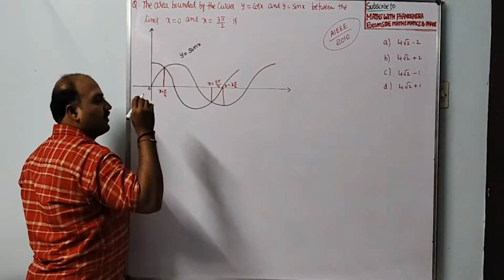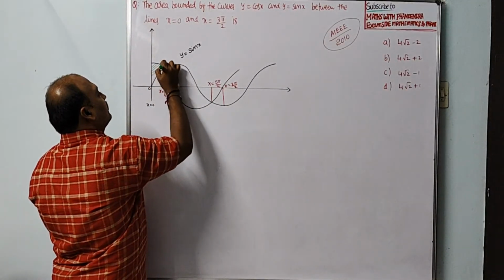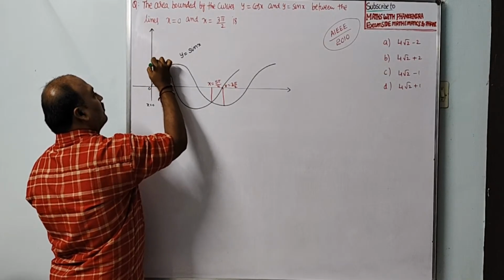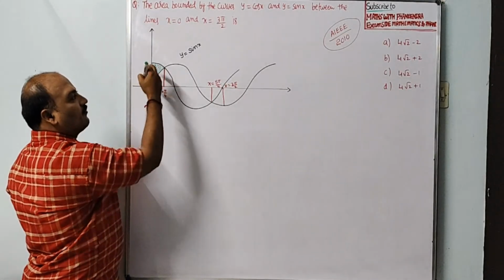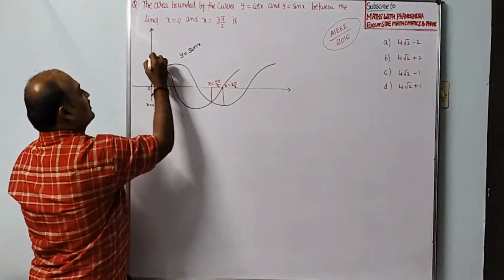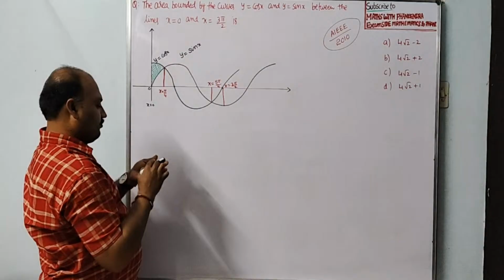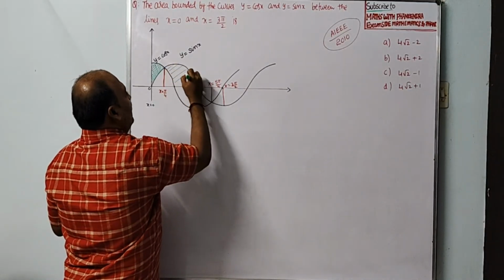See dear students, wherever I am marking, those are the areas we are considering. From 0 to pi by 4, this curve minus this curve. Here I forgot to write, this is the cos x curve. Y is equal to cos x. Next, this area.